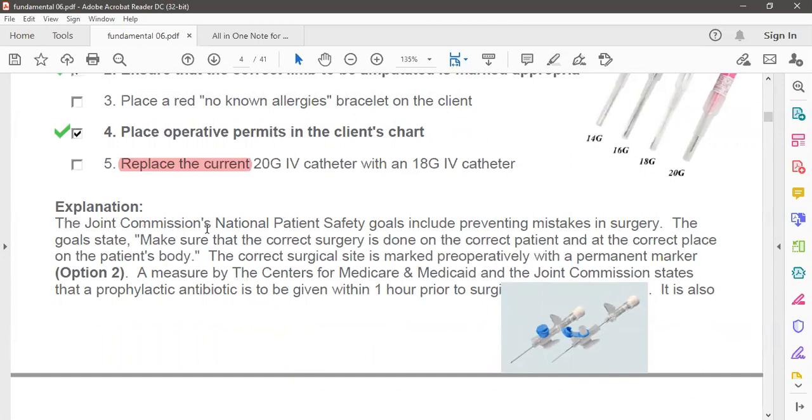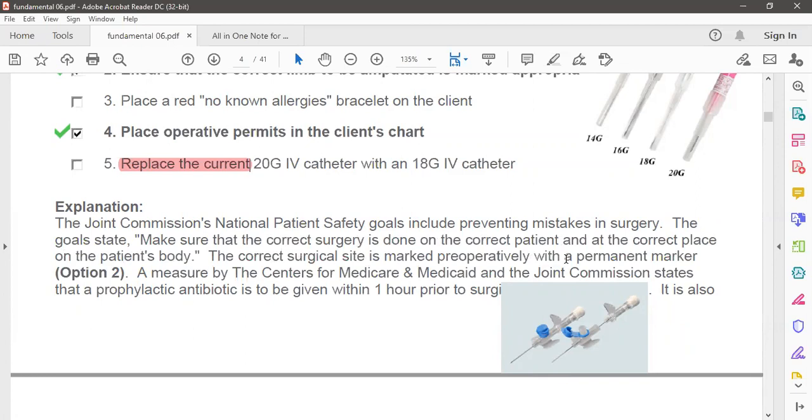The Joint Commission's National Patient Safety Goal includes preventing mistakes in surgery. The goals state: make sure that the correct surgery is done on the correct patient and at the correct place on the patient's body. The correct surgical site is marked preoperatively with a permanent marker.